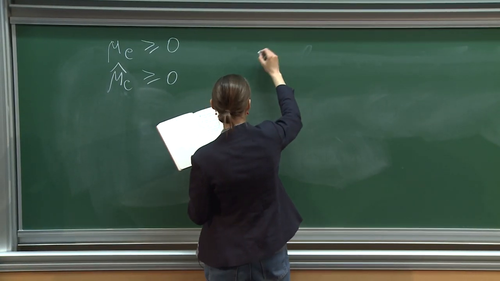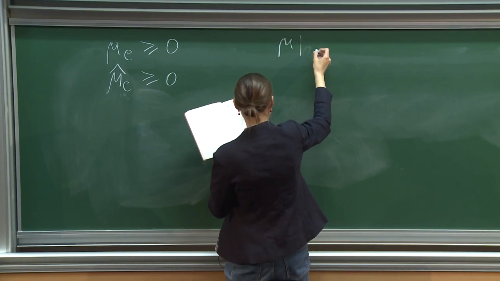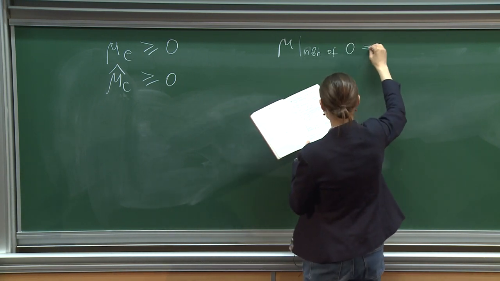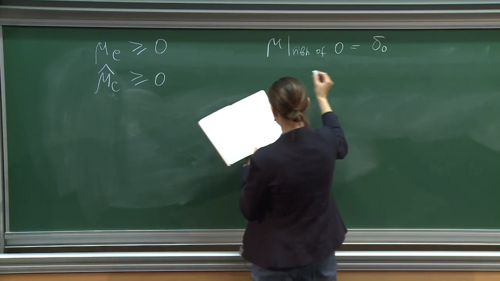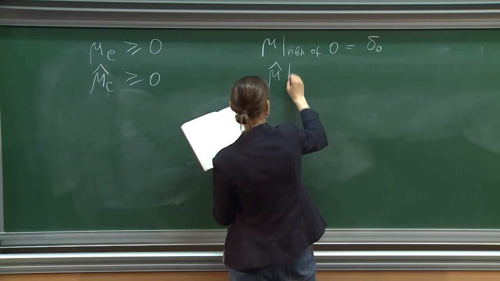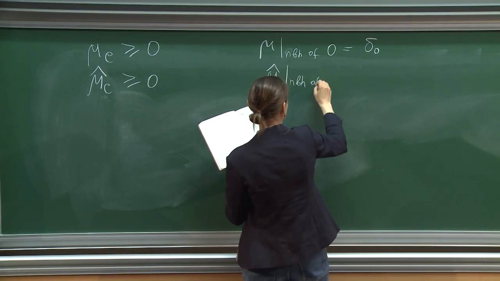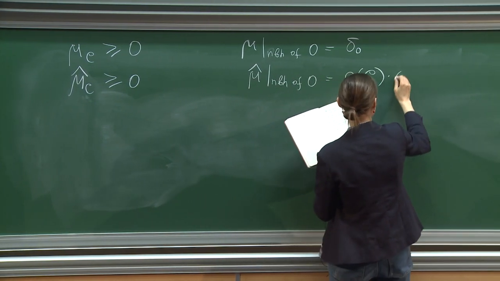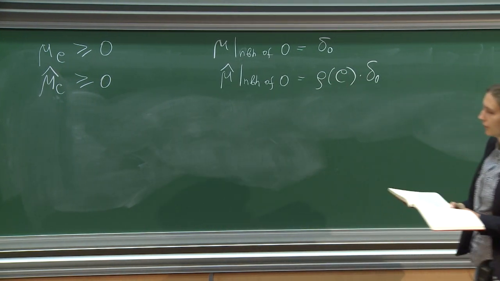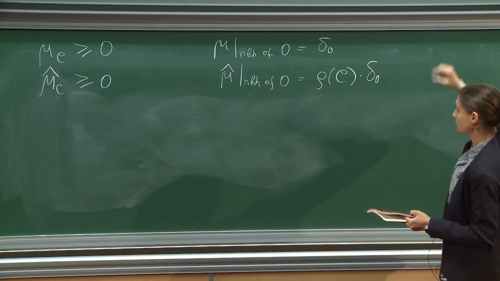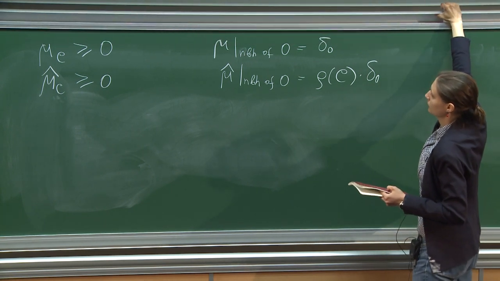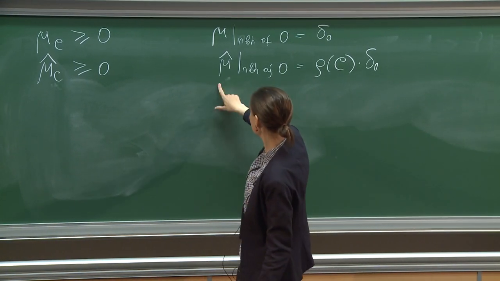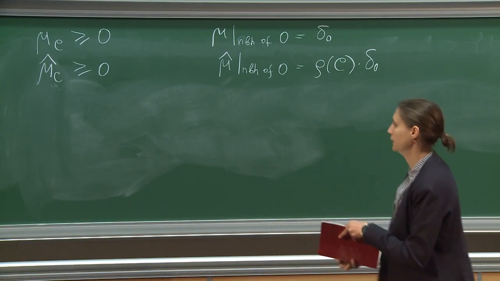And also what we know is that if you restrict mu to the neighborhood of zero, we will get just a delta function at zero. And if we take its Fourier transform, then in the neighborhood of zero, it will look like the density of our configurations times the delta function at zero. And so, for example, you can check that all this actually works if mu is a lattice.